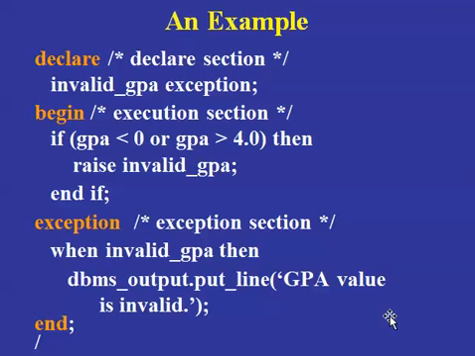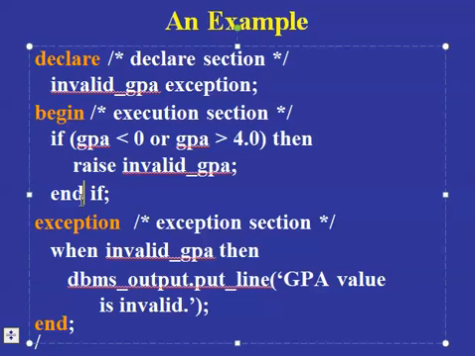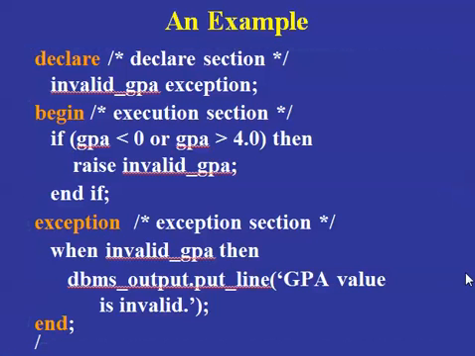So here is an example talking about the GPA. Here we have a declaration. We had an invalid GPA. Look at this type exception. So this is the execution section, and here if the GPA is less than 0 or greater than 4, then we will raise invalid GPA, and that will take me to the exception section, and in the exception section, when that happens, then display that message. And that's the idea of what to do with an exception.